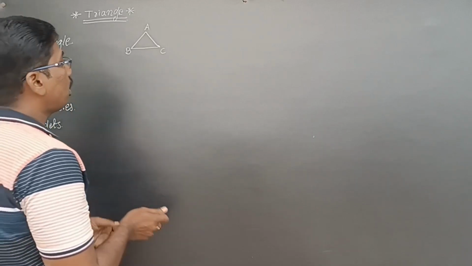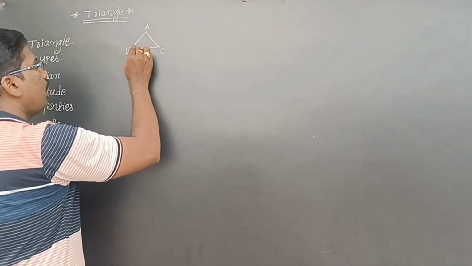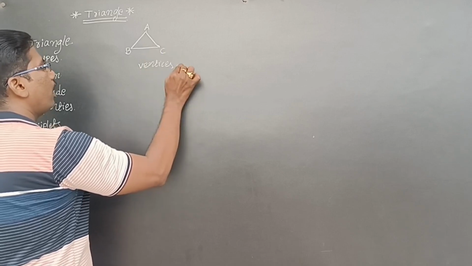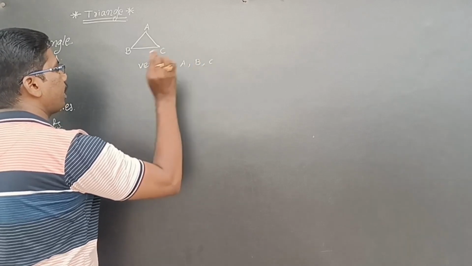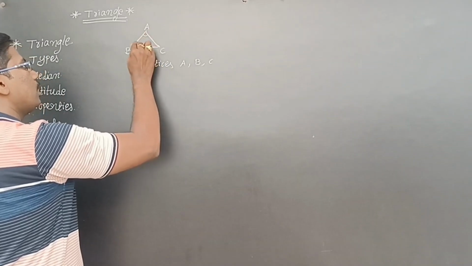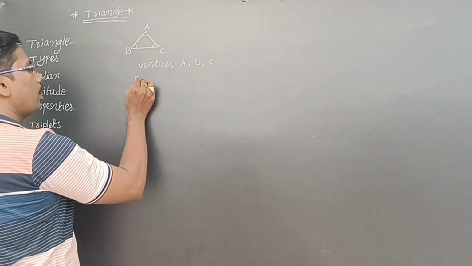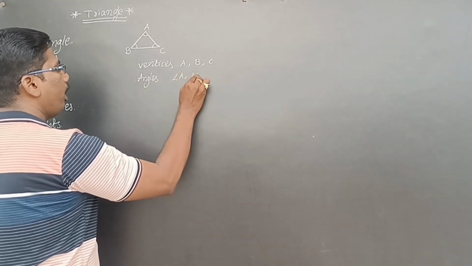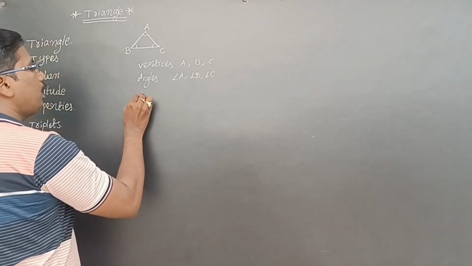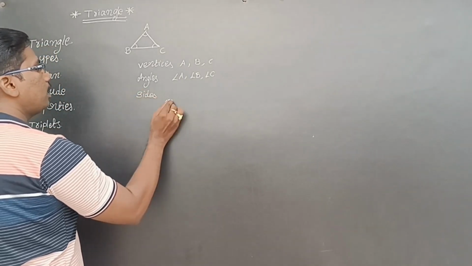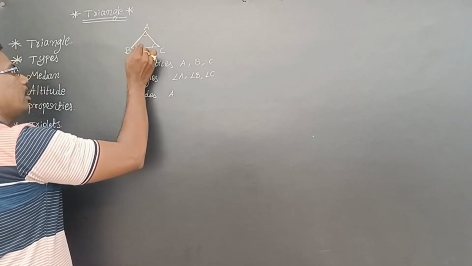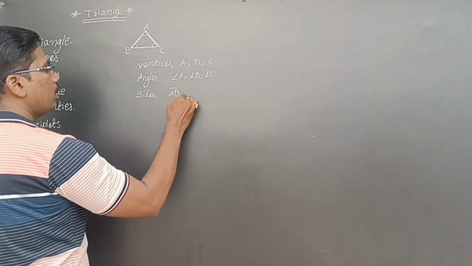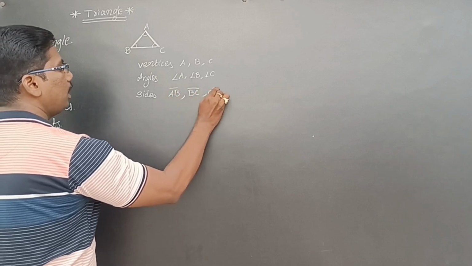Now, in this triangle, if you observe, what is there? Three vertices are there: A vertex, B vertex, and C vertex. And three angles are there: angle A, angle B, angle C. And three sides are there: AB side, BC side, and CA side.